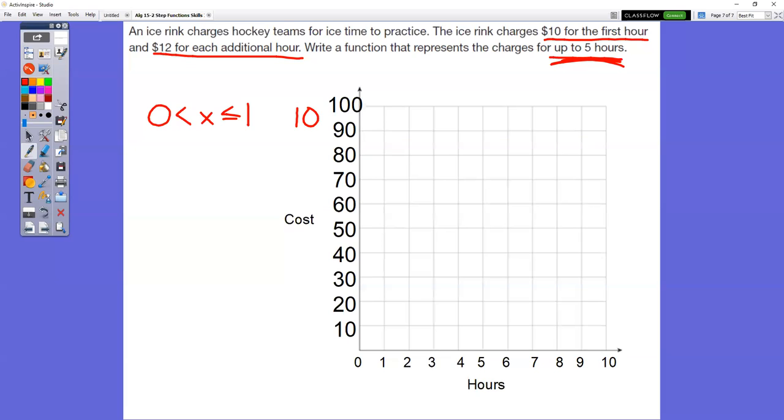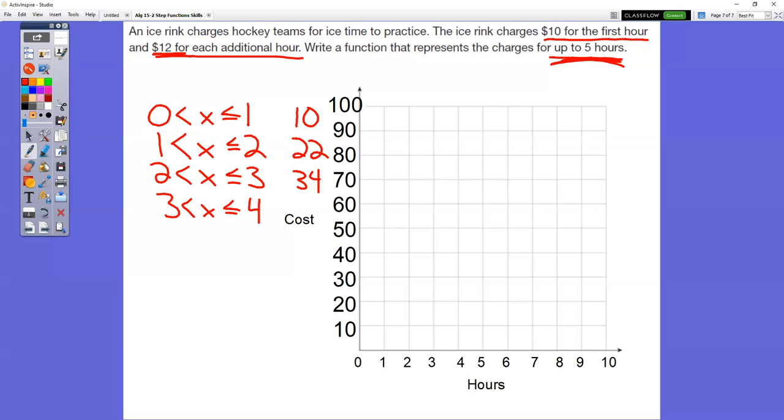From the time that it goes to 1 hour and 1 second, you automatically get billed for that full next hour, no matter whether you use it from 1 hour all the way up to and including a full 2 hours. So an hour and 59 seconds, or an hour and a half, an hour and 10 minutes, you're getting charged an additional $12. So this would be 22. From hour two through hour three, all the way up to 3 hours, add another 12 onto it. So this is 34. From hour three through hour four, add another 12 onto that, so that would be 46. And then from hour four through and including hour five, this would be 58.